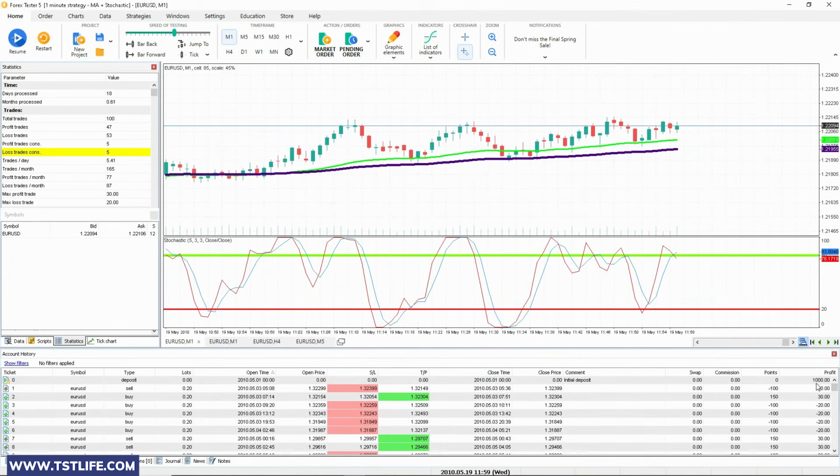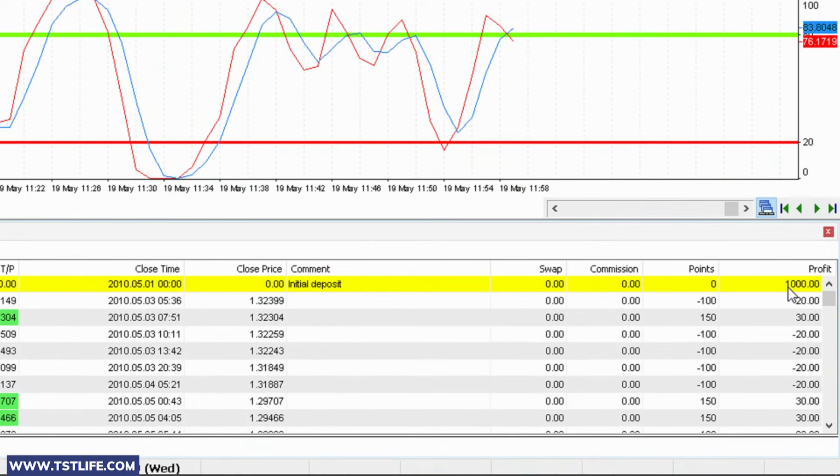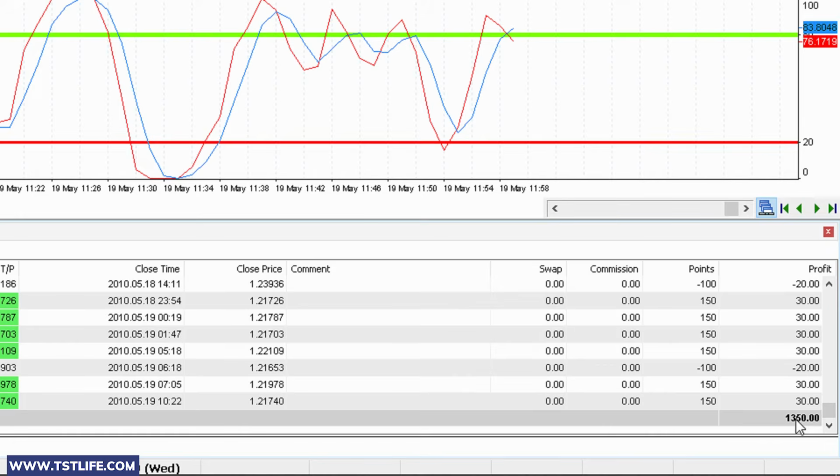And the biggest question is, how much money have we made? Well, we began backtesting with an initial balance of $1,000, and we ended up with a $1,350 final balance. That's $350 profit. All trades were closed on the same day, so no need to worry about any extra swap charges. I think it's quite a simple and profitable Forex scalping strategy.